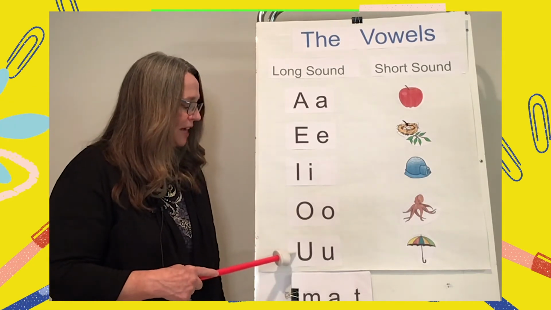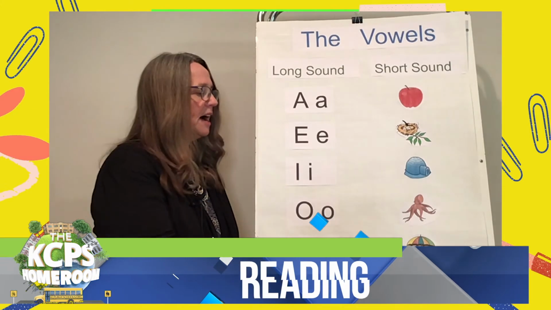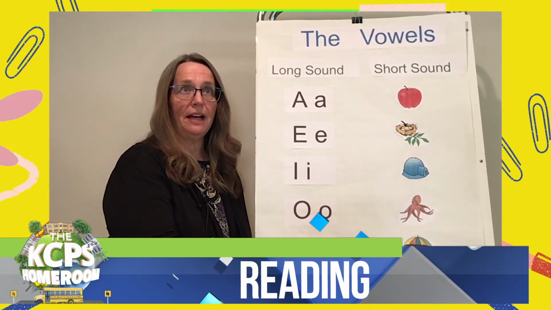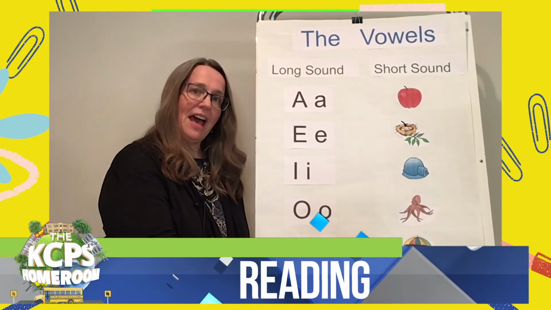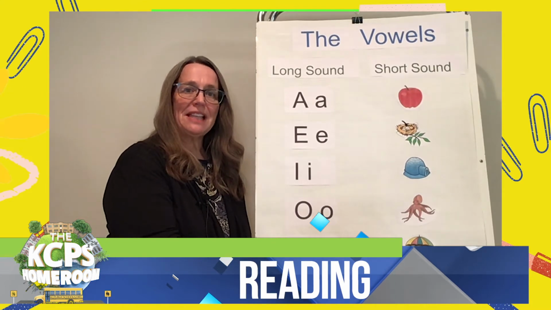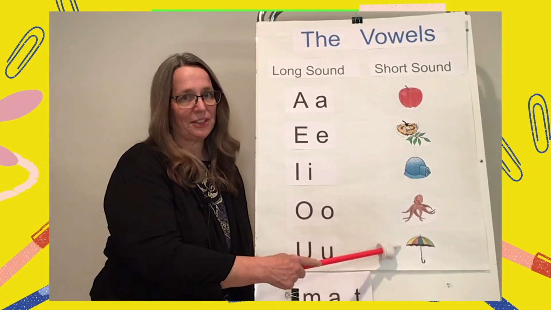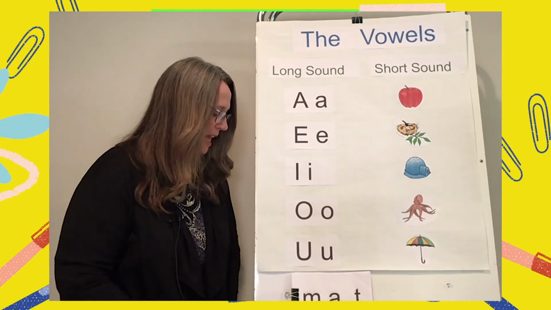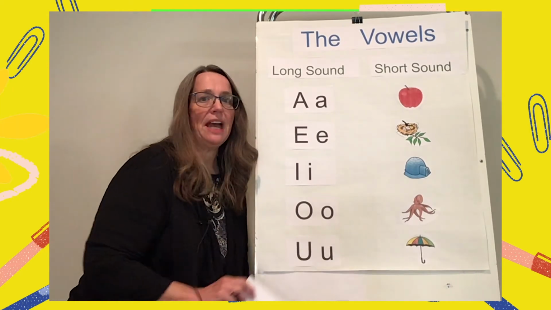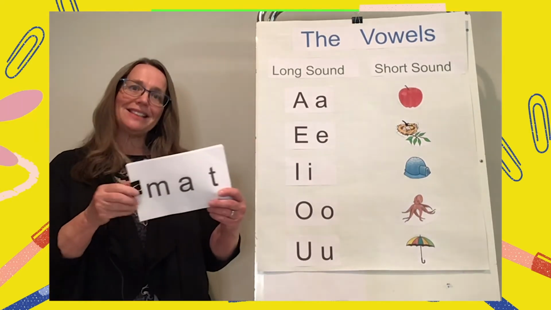The short vowel sound of U is like umbrella. You say that. What word is that like? That's right, umbrella. Now, I'm not sure how much time we have left, but we want to practice that.